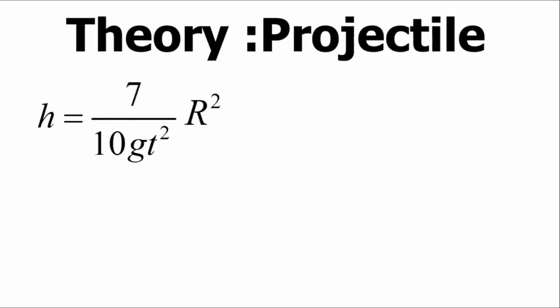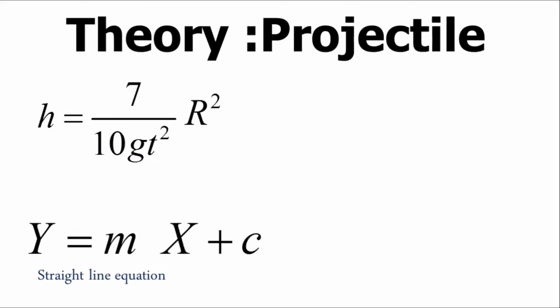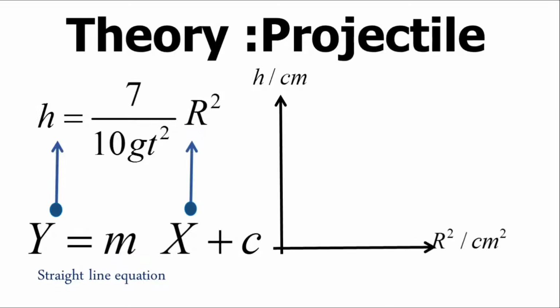Same as before. To see how the height affects the range, we will plot them in a graph. From the equation that we have established earlier, we can plot the height against the range square. If you compare the equation with a straight line equation, the height will take the y-axis, the range square will take the x-axis, and the value of c is 0. The graph should start at 0, and the graph is going to be a straight line graph.